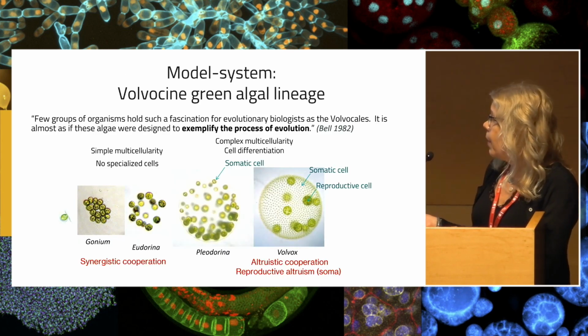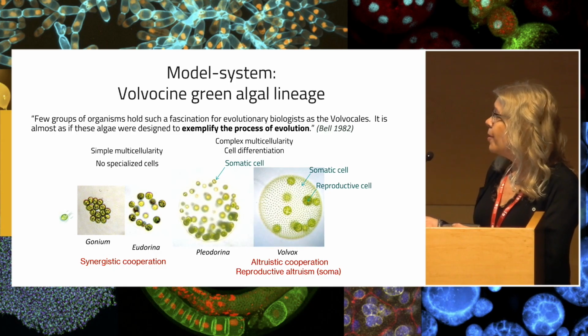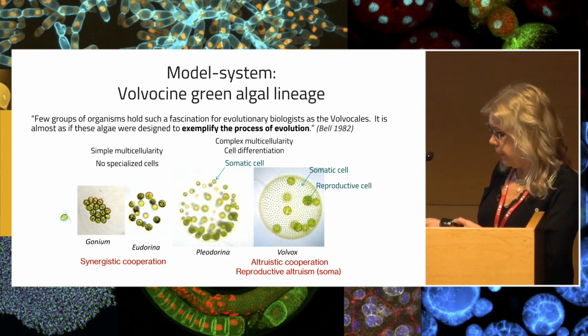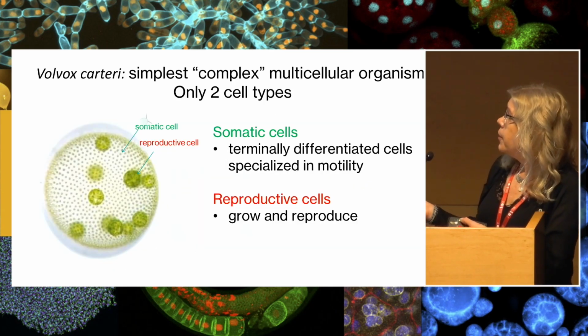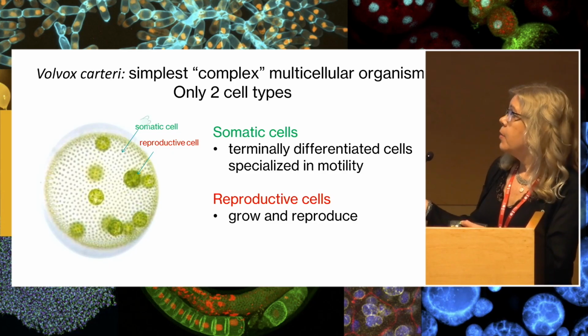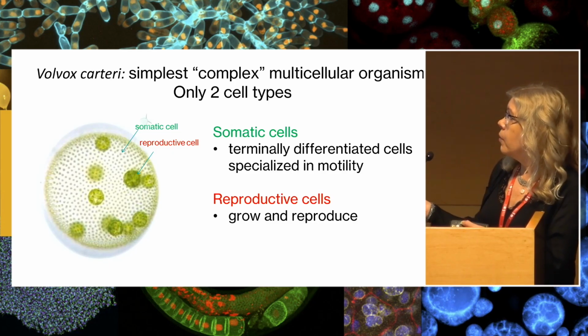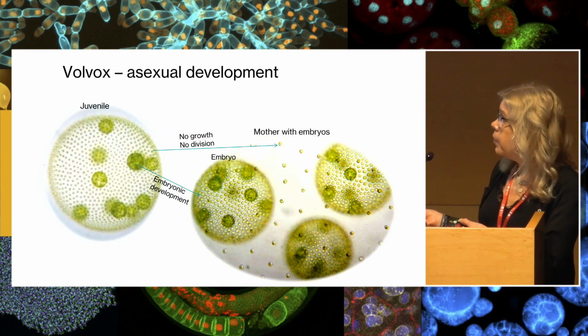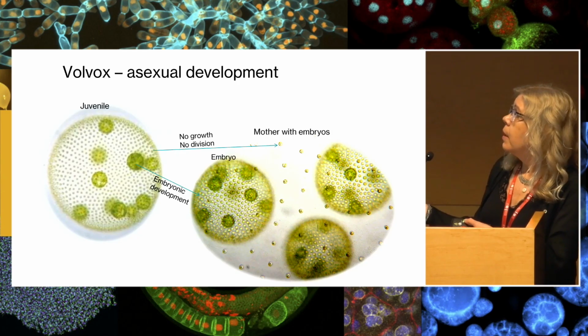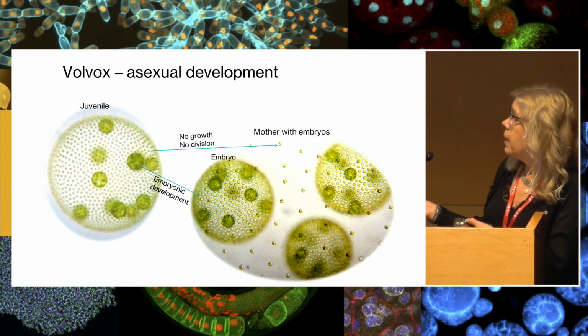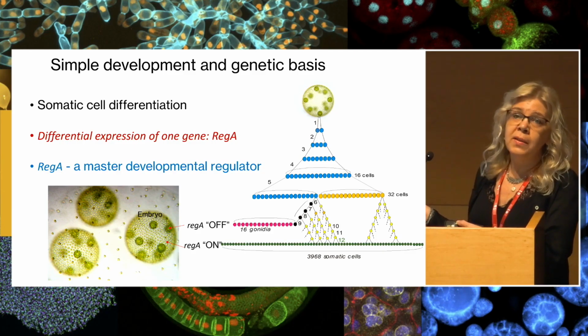So the model system, you already learned about this in the previous talks. The idea here is that Volvox has only 2 cell types. Somatic cells are specialized in survival. They are motile. Reproductive cells grow and reproduce. Each reproductive cell undergoes embryonic development to make a new baby that is similar to the parent. The genetic basis is very simple.